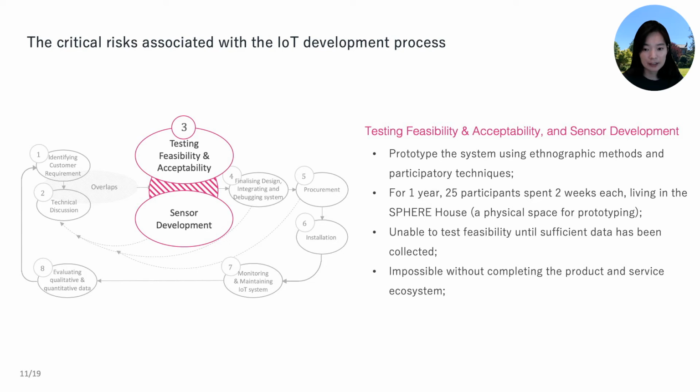The risk here is that it is unable to test feasibility until sufficient data has been collected, and 25 participants, which is a small sample size, results in not enough data to make decisions by consensus. Also, the data on acceptability is collected depending on user groups. At the stage of testing feasibility and acceptability, SPHERE didn't have their own sensor, so the sensor was being developed at the same time.